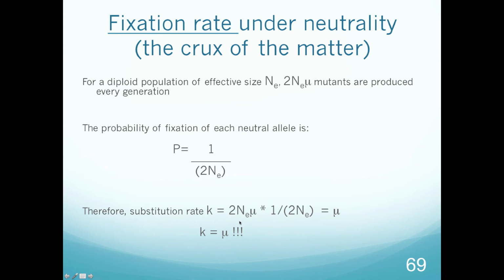Effective population size drops out of the equation, as does the 2, and we end up learning that the substitution rate is equal to the mutation rate under neutrality. This is quite an amazing finding and very elegant.